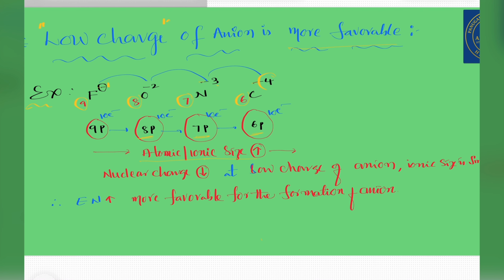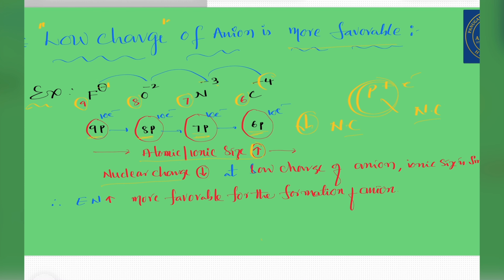See what happens here. Ionic size increases, and nuclear charge decreases. Nuclear charge means protons, students. Don't forget: protons represent nuclear charge, because in the nucleus protons are present, and outside the nucleus electrons are present. This is called nuclear charge. In all these atoms, the nuclear charge is 9, 8, 7, 6. The nuclear charge decreases.